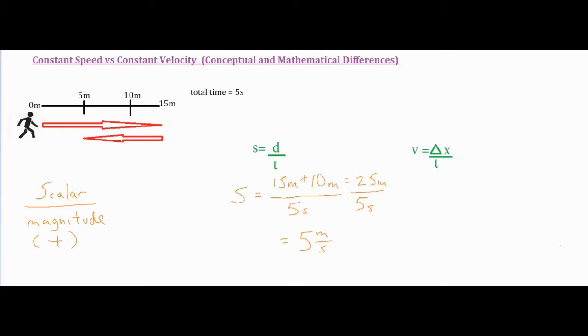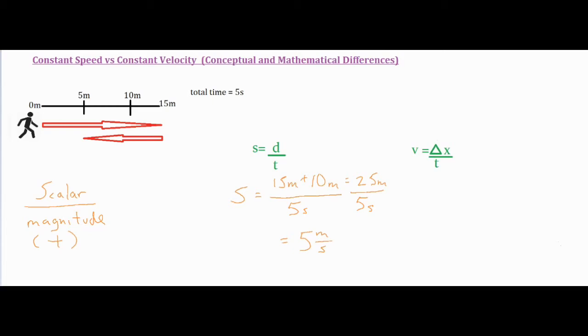So if we were to solve for the constant speed or average speed, we would take 25 meters, divide that by 5 seconds, and that comes out to 5 meters per second. And then in addition, on the side here, I made a little note of what a scalar is. It's just measuring the magnitude of the number. So all of our numbers are always going to be positive for speed equals distance over time.